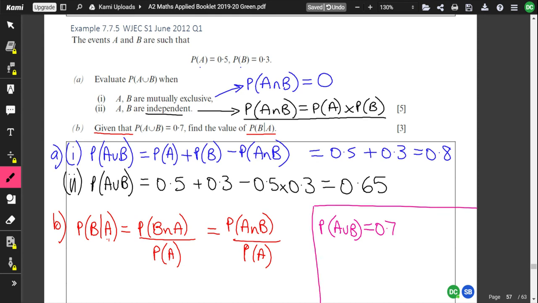So A union B, which we know is 0.7, is the probability of A, which is still 0.5. That was true for the whole question. Plus the probability of B, which is 0.3, minus the thing we don't know, the probability of A and B. So it's this that we're trying to work out, and thankfully it's the only thing in the equation that we don't know, so we can rearrange and then we know what it is. So here it's 0.1.